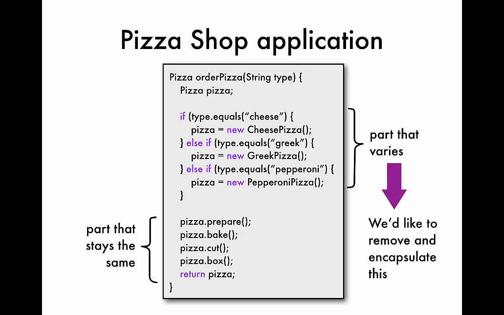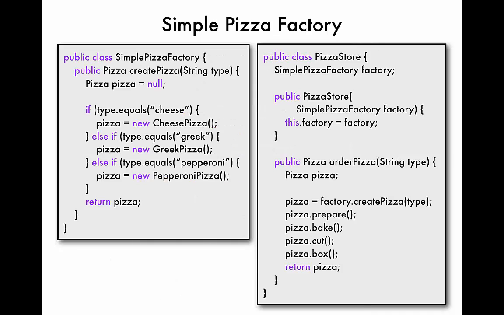Based on the first design principle introduced in this book that tells us to encapsulate what varies, we want to identify the portions of the code that vary. In this code, that would be the type of pizza that's created. So we'd like to remove and encapsulate that portion of the code. One way to do that is by creating a factory object.